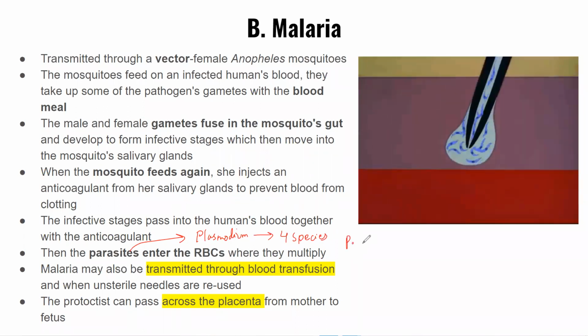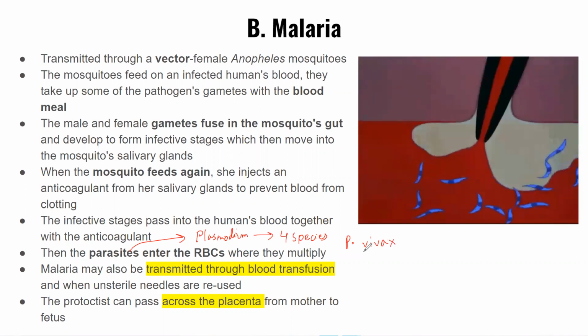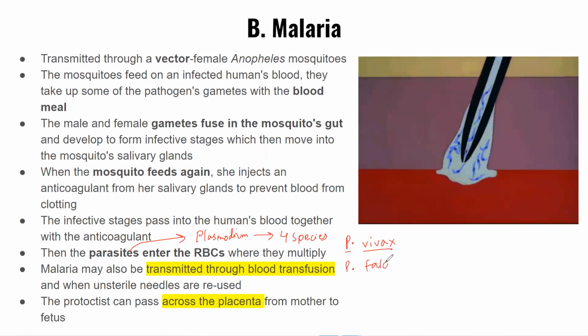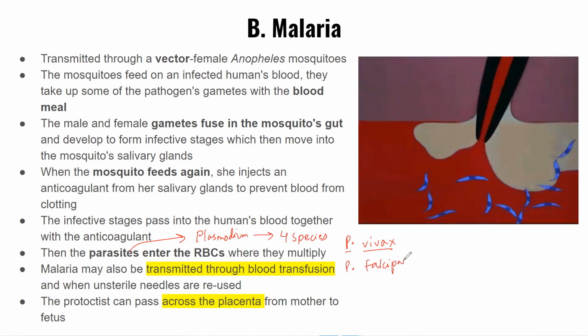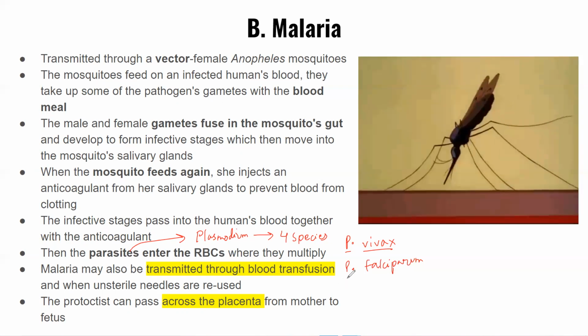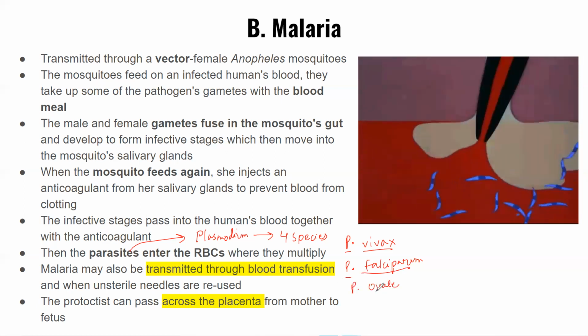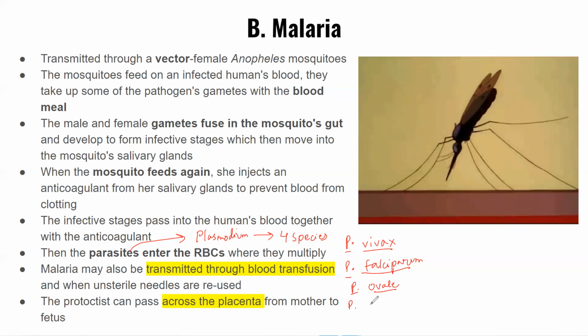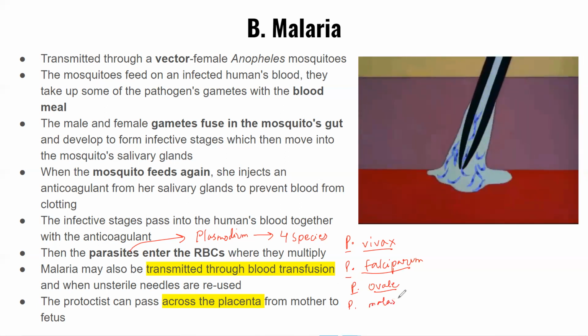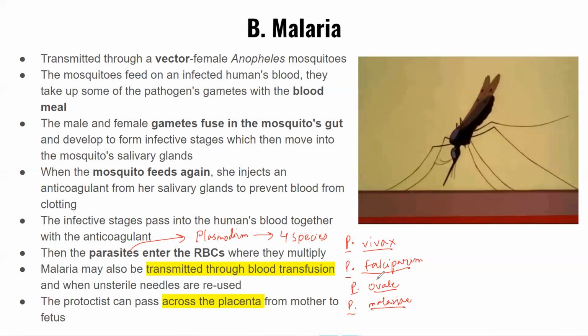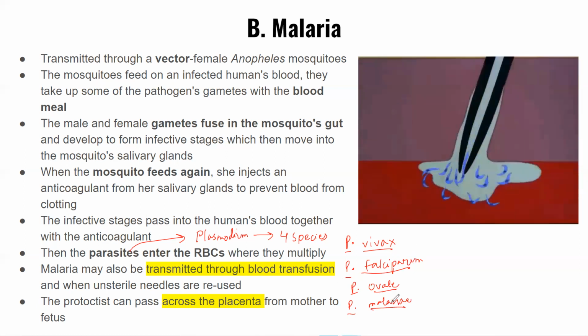One is Plasmodium vivax, Plasmodium falciparum, Plasmodium ovale, and Plasmodium malariae. These are 4 different species of Plasmodium. All 4 of them can cause malaria.